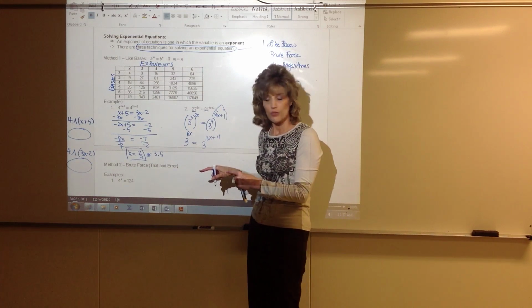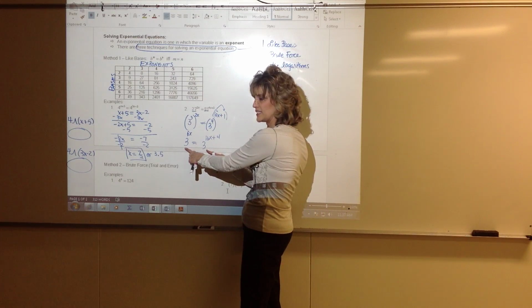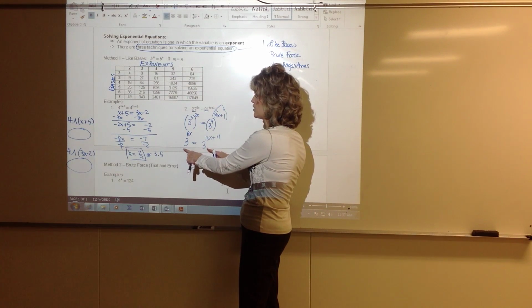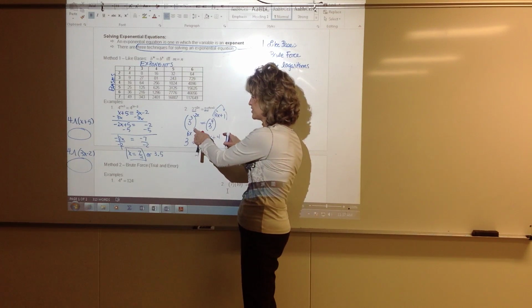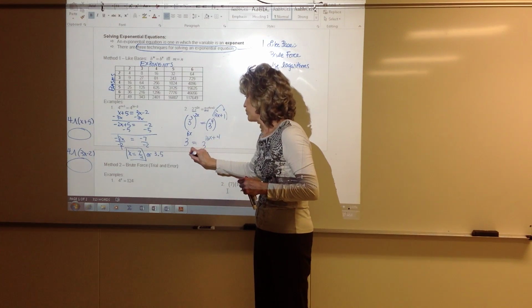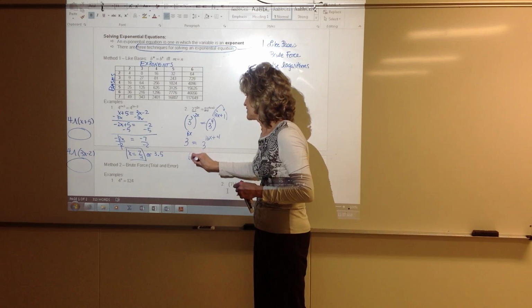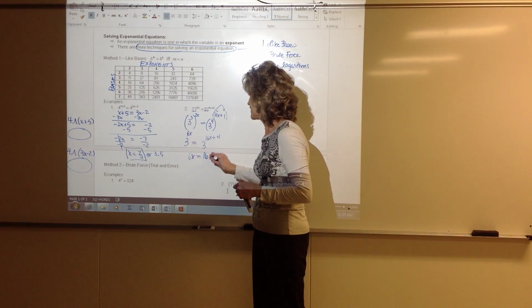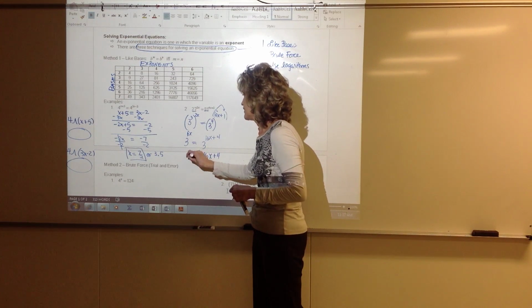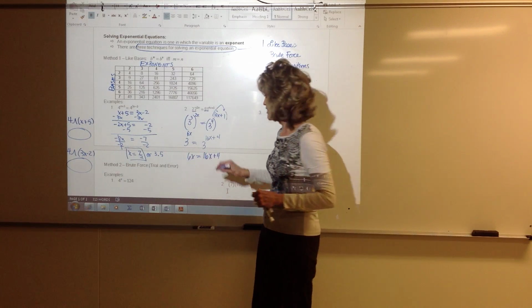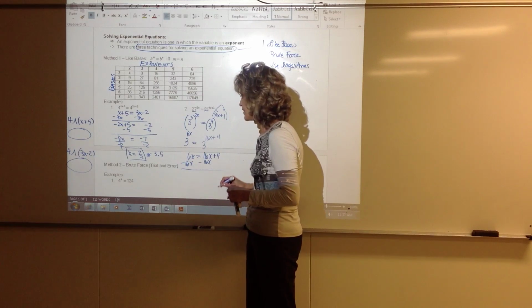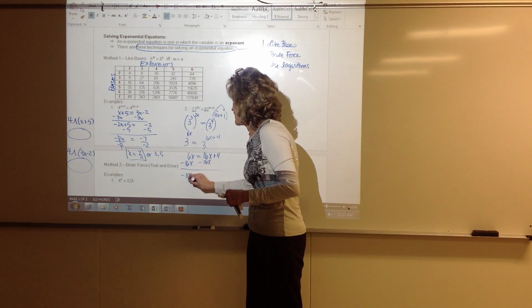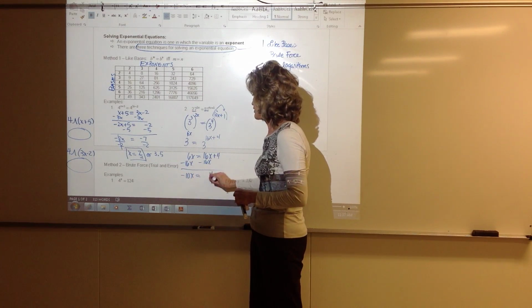Now we're back to where we were before. Notice we have like bases. So the only way the left side can equal the right side is if the exponents are equal. So you have to write a little equation that says 6x must equal 16x plus 4 and solve that. So if you subtract 16x from both sides, then you have negative 10x equals 4.